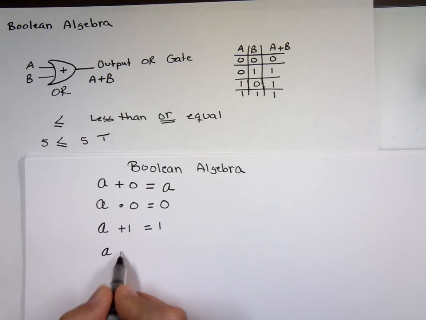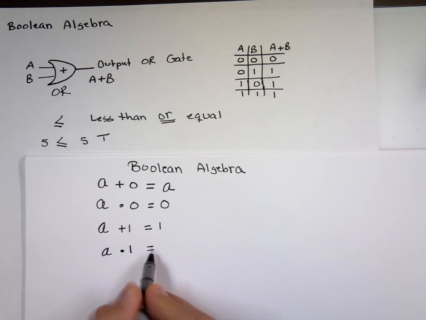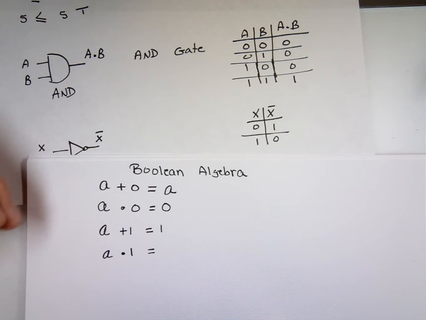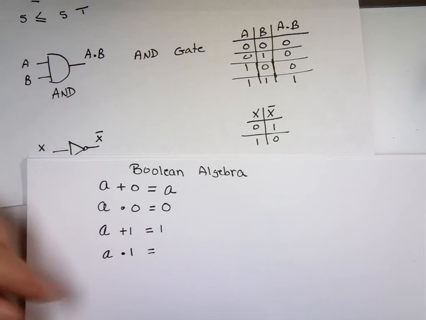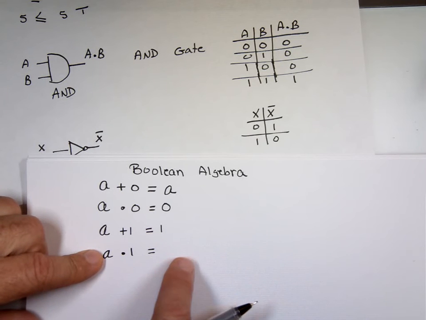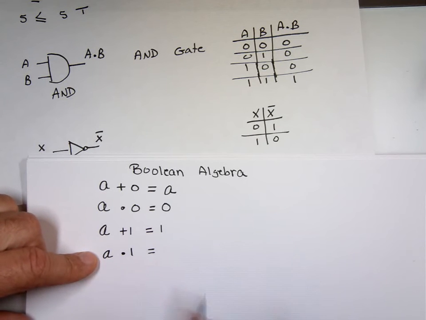What's A and 1? That's a multiplication. Could be a 1 or could be a 0. It depends on what? On A. If A is 0, the result is what? 0. If A is 1, the result is 1. So this will be an A.